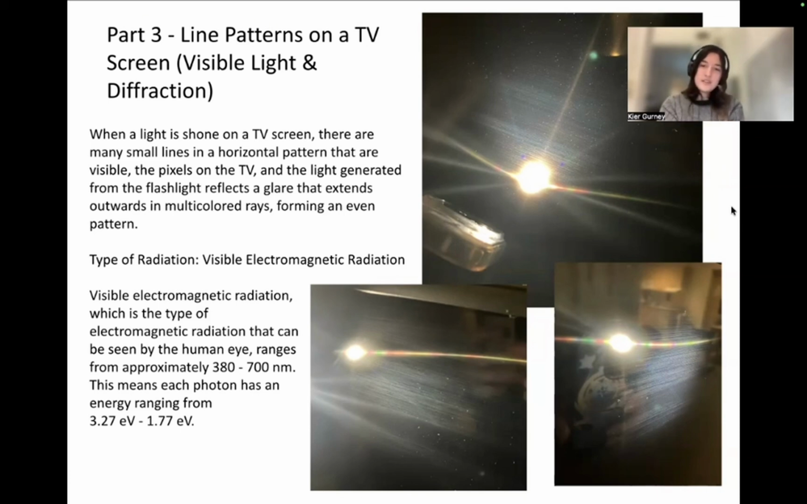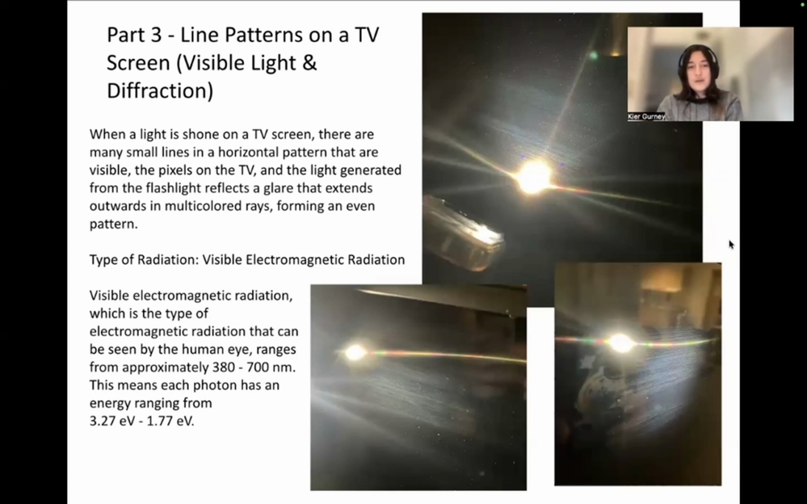As you can see in these images, you can see the main white part of the glare, and then you can see the different colors as the rays extend outwards, with the red over here, the blues and the greens. This type of radiation is visible electromagnetic radiation.